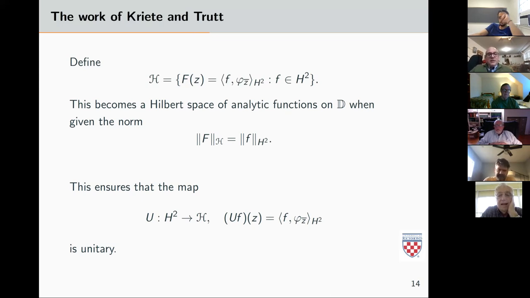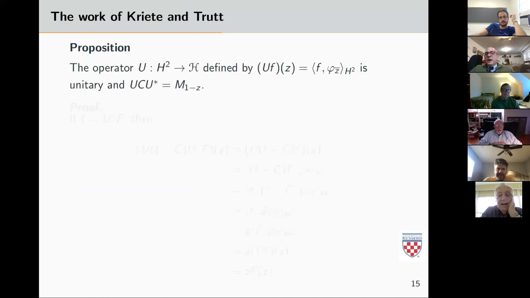Now I'd like to do at least one computation, right? If I were there, I'd have a blackboard, and in every seminar talk you should work out one detail. So let me do this one: this operator U, this unitary operator, intertwines the Cesaro operator with multiplication by 1 minus z.